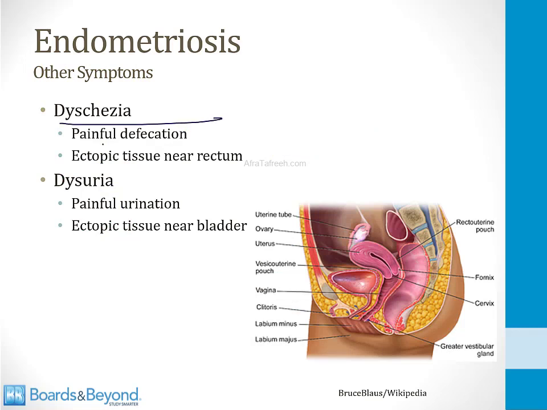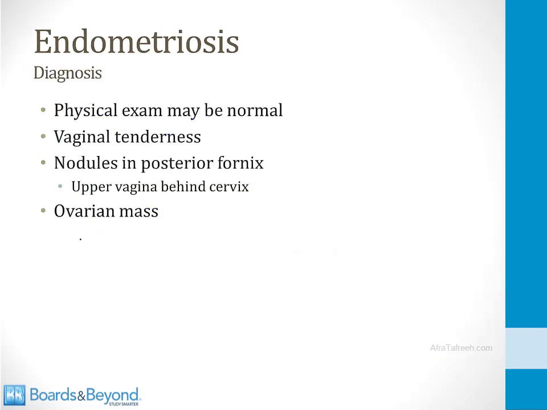Dyschezia can occur, that's painful defecation. This happens when ectopic tissue is located near the rectum, and dysuria can also occur if there is ectopic tissue near the bladder. The diagnosis can be tricky. The physical exam may be normal. Some women have vaginal tenderness if there's ectopic tissue near the vagina. A classic finding is nodules in the posterior fornix. The posterior fornix is the upper vagina behind the cervix. This is a common location for endometrial tissue that is ectopic in endometriosis.